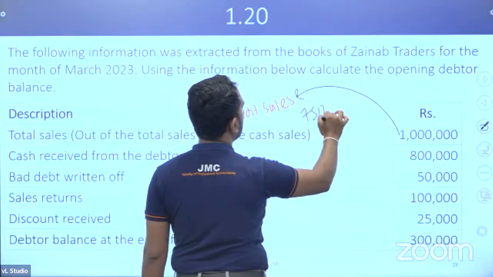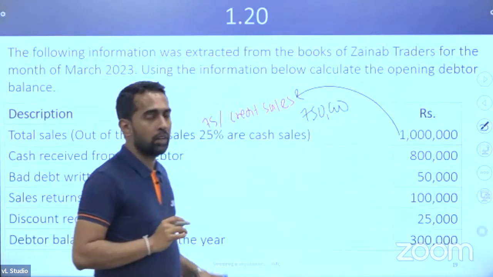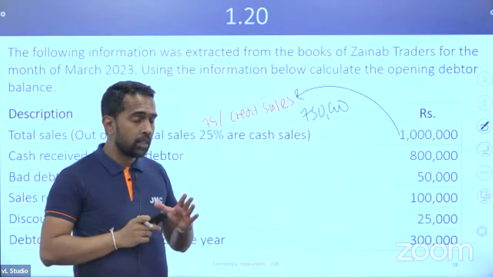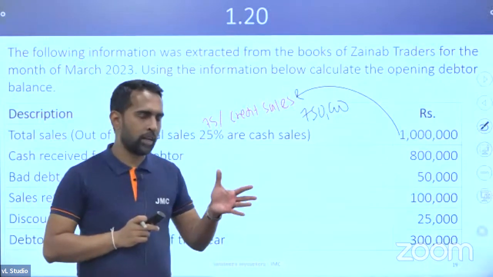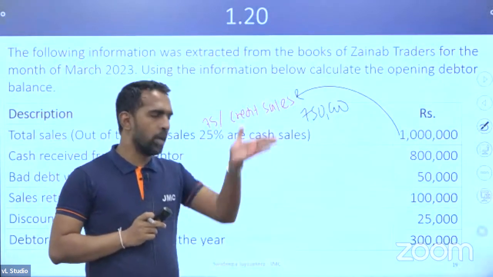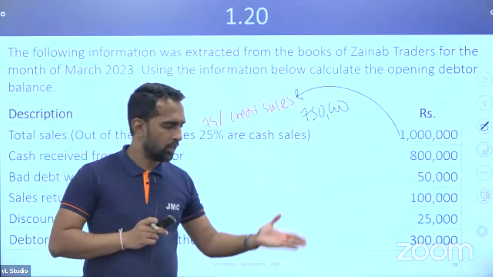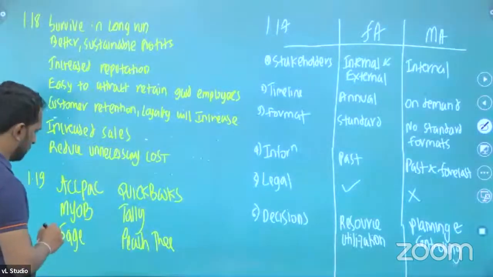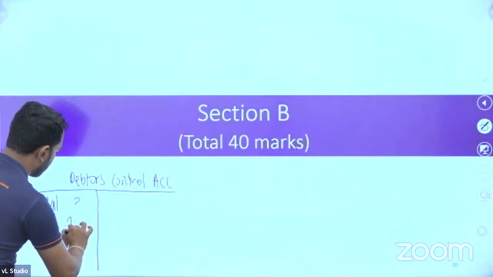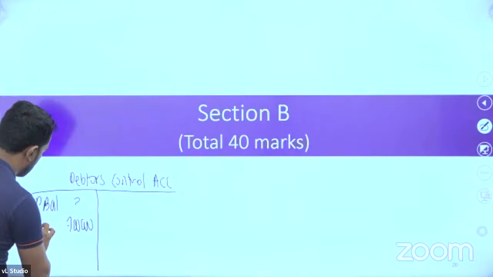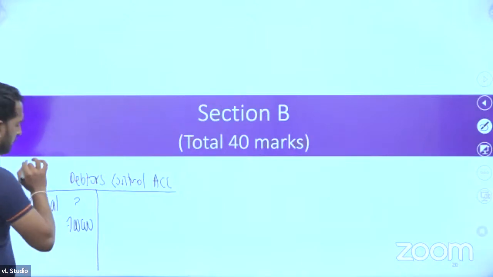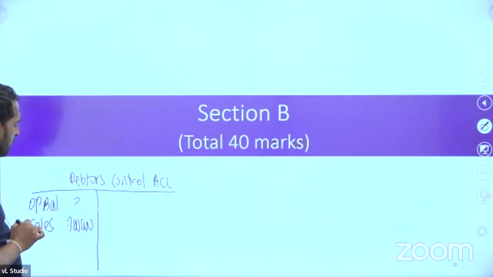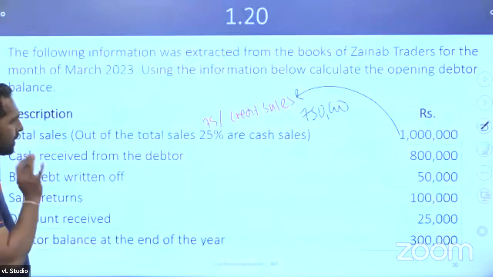That is 750,000. What is the double entry for the credit sales? When you are making a credit sale, debtor goes up. Debited to debtor, credited to sales. Debited to debtor, 750,000 as sales. Okay?